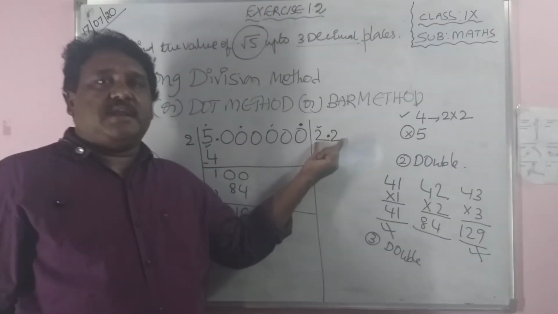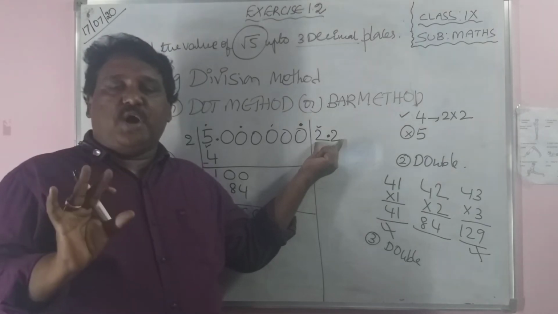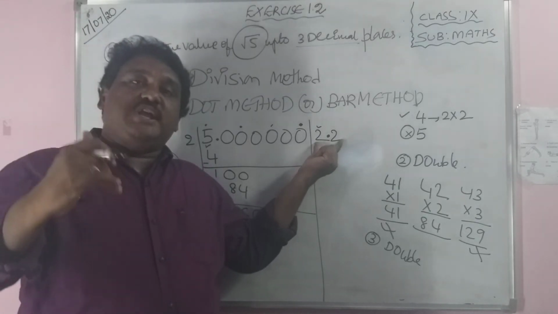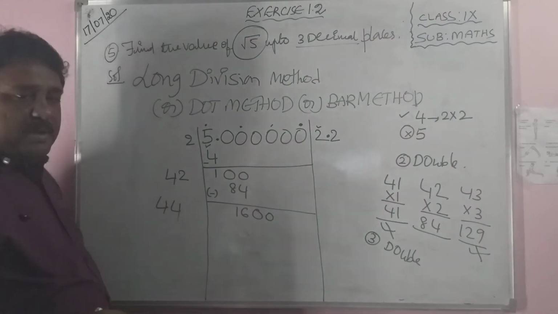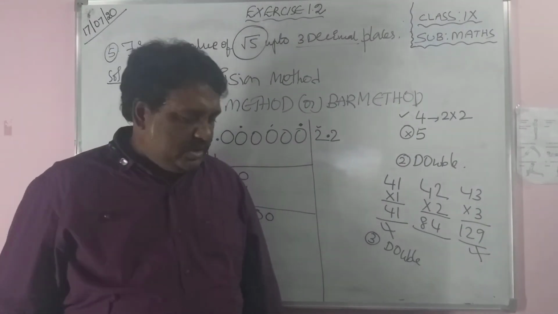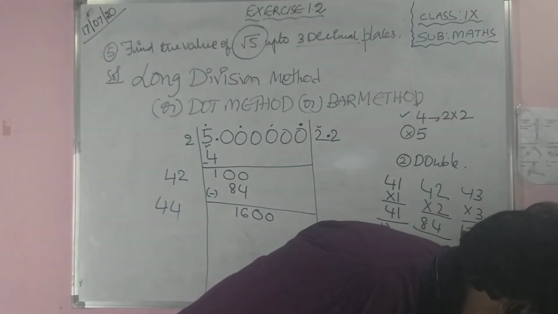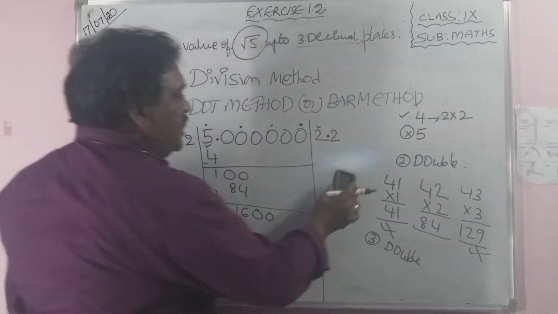What is the number here? 22. Without the point, it is 22. 22 double 44. Write it down. 22 double 44.